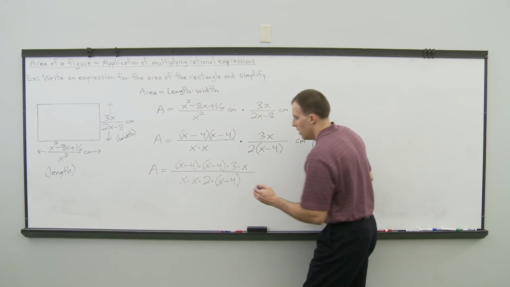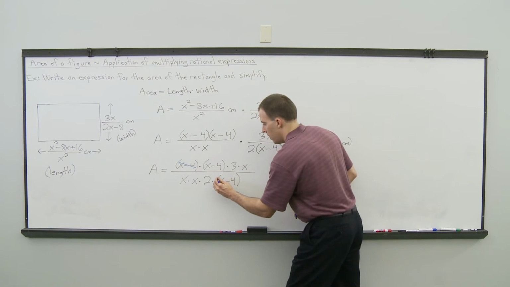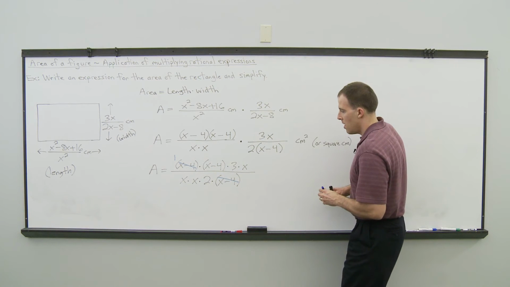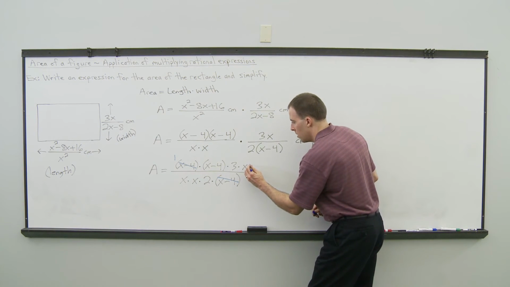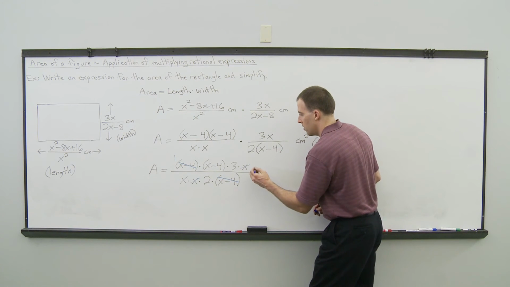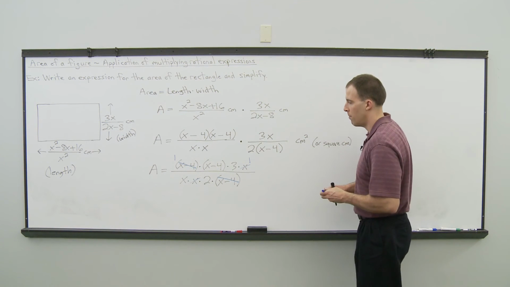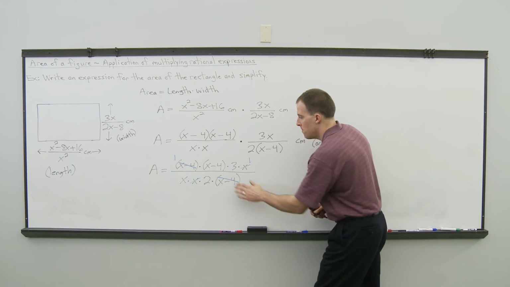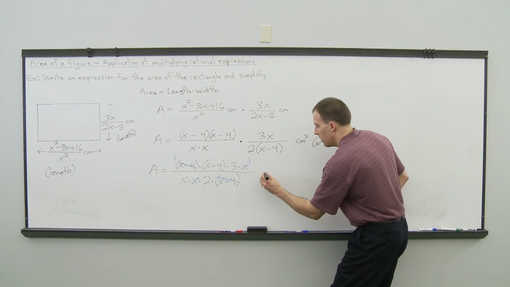So I see an x minus 4 here and an x minus 4 there that we can divide out, and that equals 1. And I also see an x in the numerator, and the x in the denominator we can cancel with this x in the numerator, and the result there is 1. X divided by x is 1. 3 and 2 cannot reduce. Nothing else. We have nothing else in common.